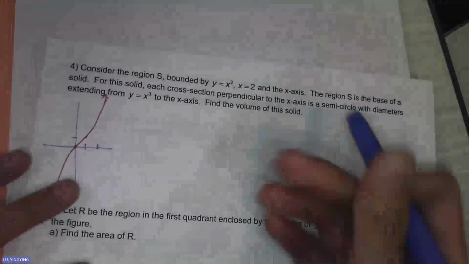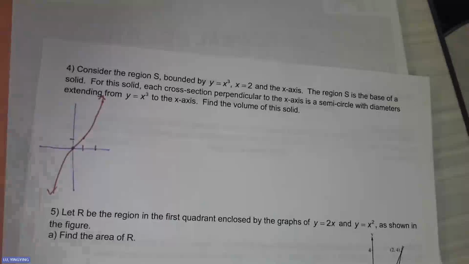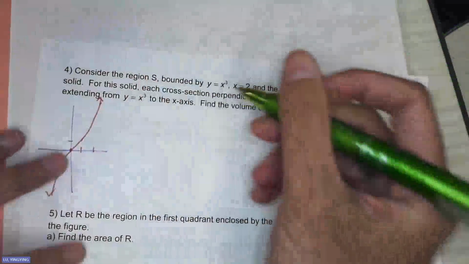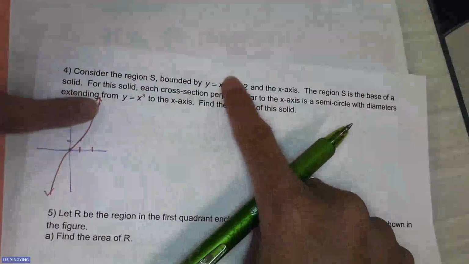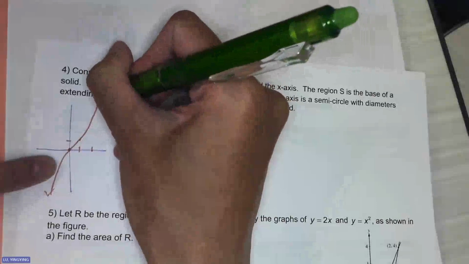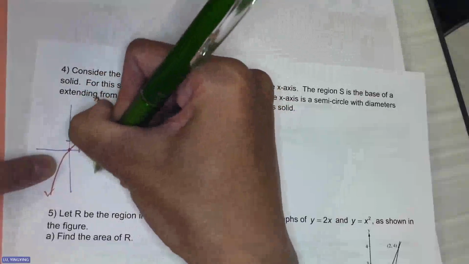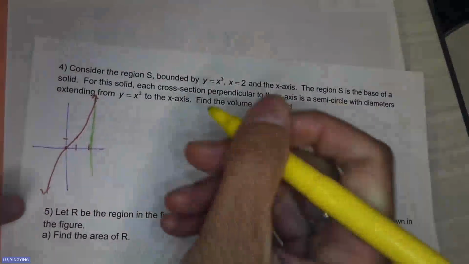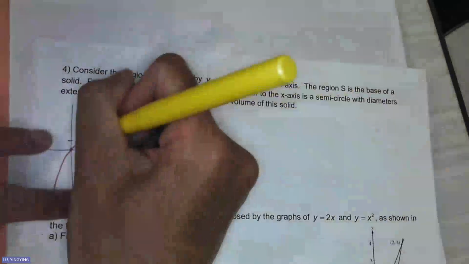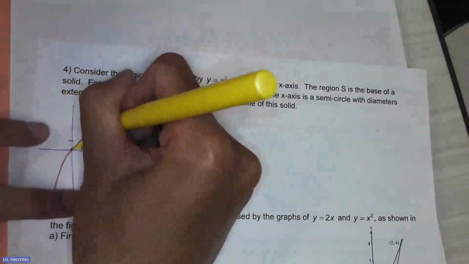X equal 2, that's a vertical line, right? And then if you know at x equal 2, this y value is 2 to the third power, which is 8. So they will intersect right here. This is the line. What is the base? We're looking at that is the region.